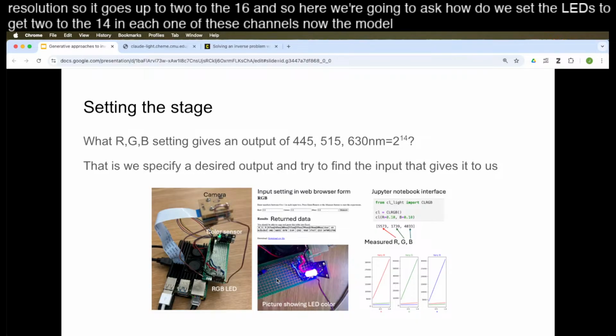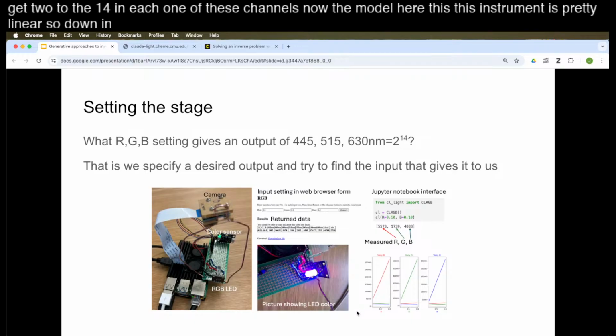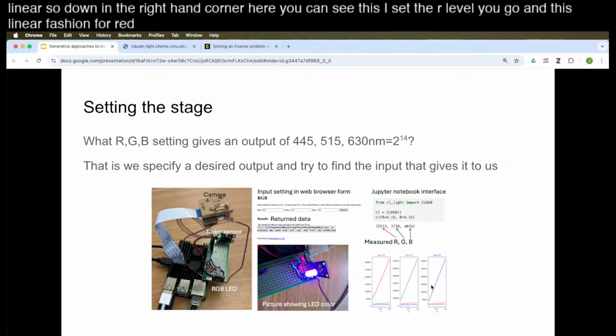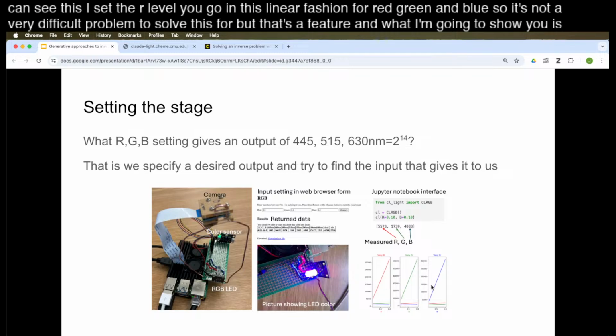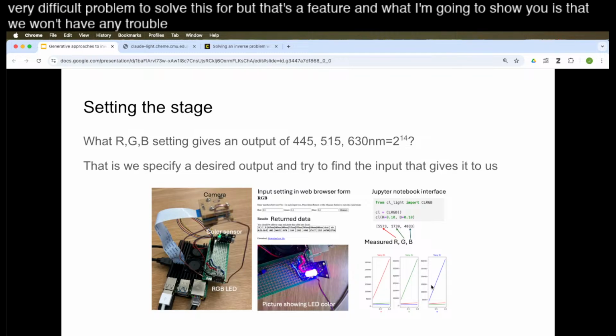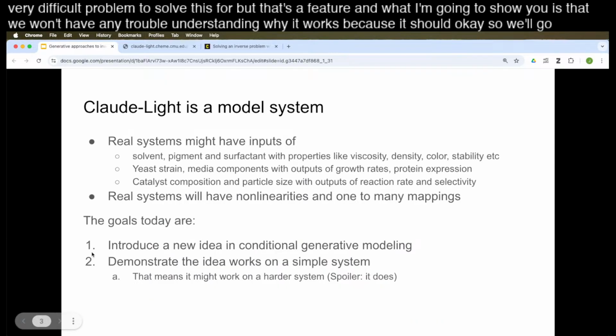Now the model here, this instrument's pretty linear, so down in the right-hand corner here you can see as I set the R level, you go in this linear fashion for red, green, and blue. So it's not a very difficult problem to solve, but that's a feature, and what I'm going to show you is that we won't have any trouble understanding why it works because it should. Okay, so we'll go ahead and talk about Claude now.